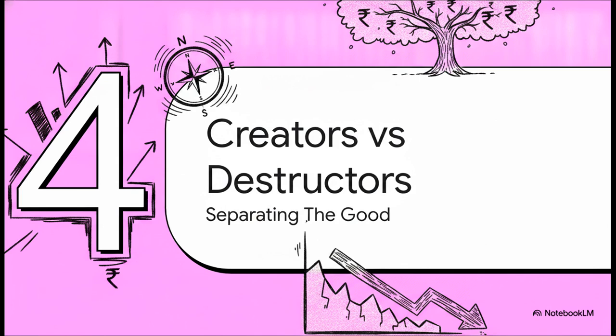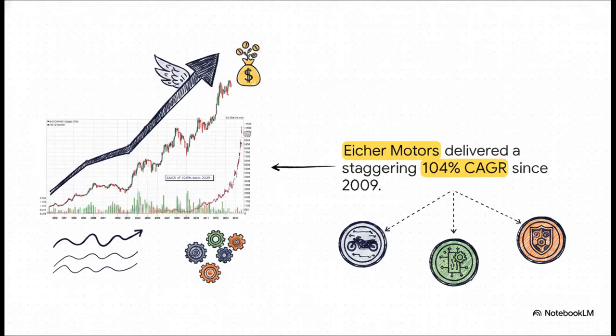The primary goal of using our fundamental compass is incredibly simple, yet absolutely vital. We need to separate the investment-grade wealth creators from the catastrophic wealth destroyers. Let's look at how this plays out in the real world. Take Eicher Motors, for example. This is exactly what a wealth creator looks like.